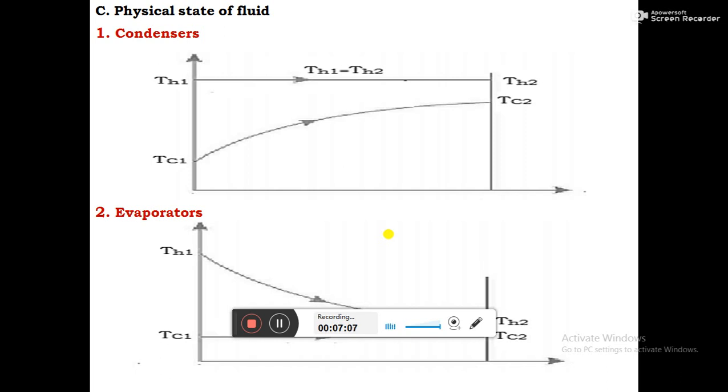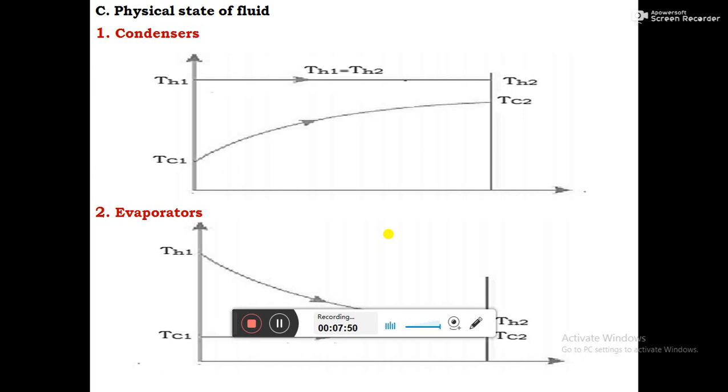The next classification is depending on the physical state of the fluids. Condensers and evaporators are classified depending on the physical state of the fluid. As you know, a condenser is a device where the condensation of the fluid takes place. Condensation is nothing but the change of state from vapor to liquid. And as we know, when a fluid undergoes change of state, it takes place at constant temperature, either by releasing or absorbing latent heat.